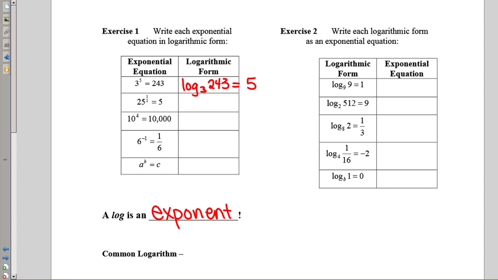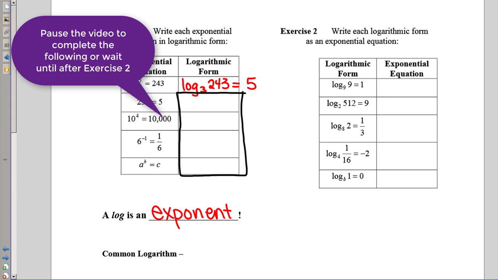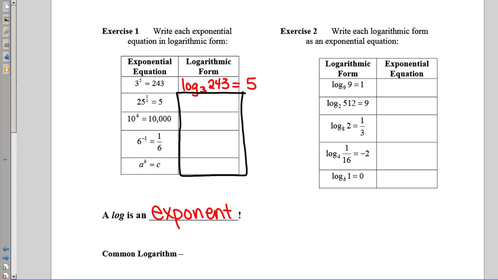Okay. So I'm going to ask you to pause the video and go ahead and complete the remaining 4 boxes in exercise 1. Or you can wait until I finish going through exercise 2 and then pause and finish.